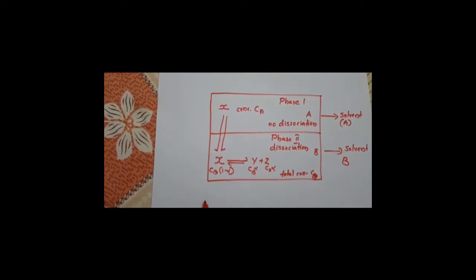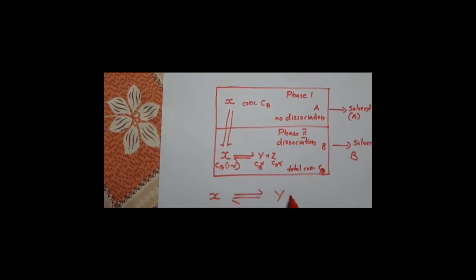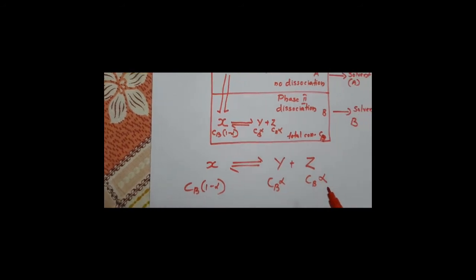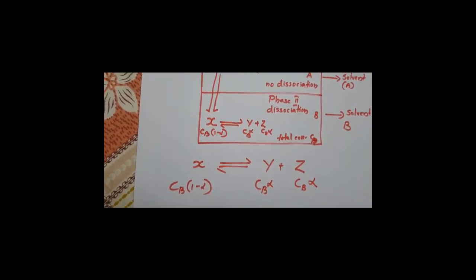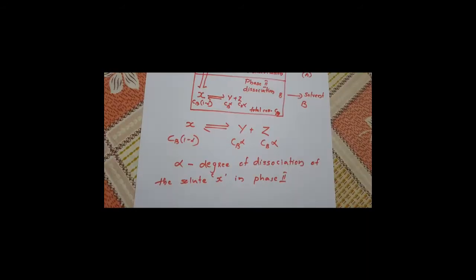So X dissociates to form Y plus Z, Cb into 1 minus alpha is equal to Cb alpha into Cb alpha. X undergoes dissociation, where alpha is the, what is alpha? Alpha is the degree of dissociation of solute X in phase 2.